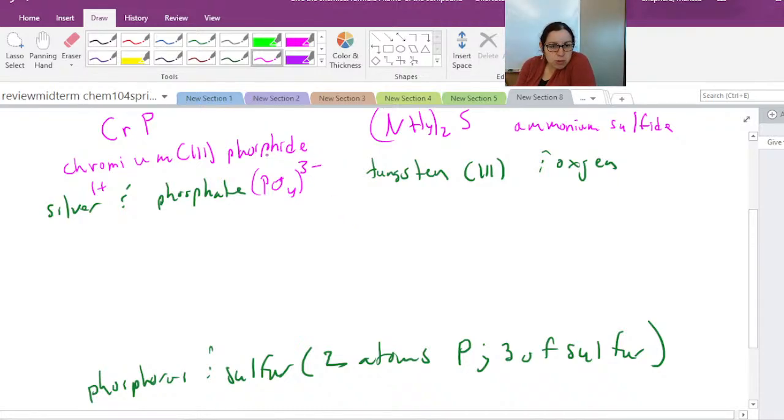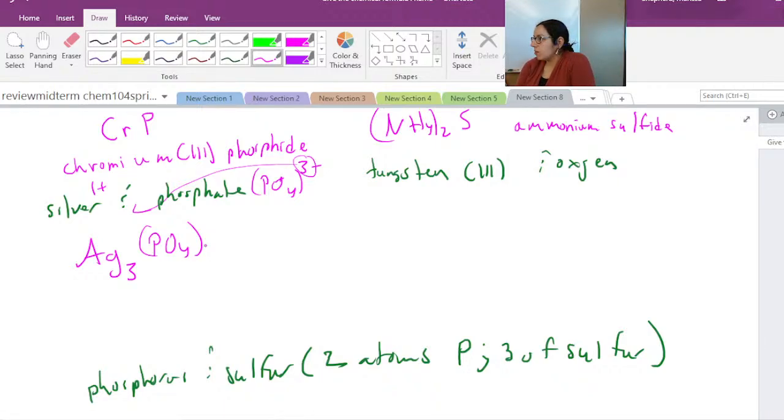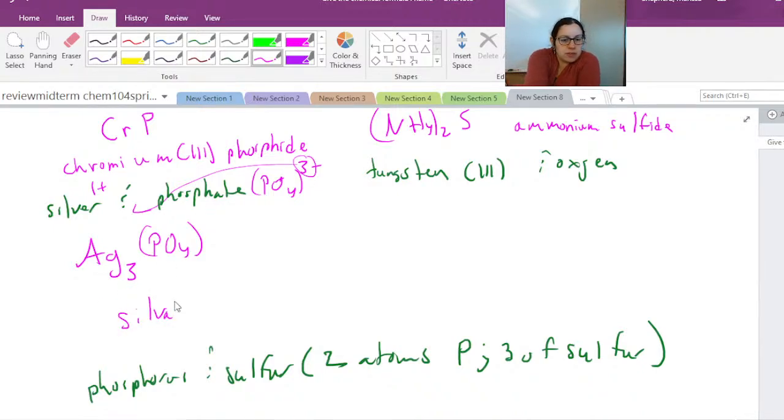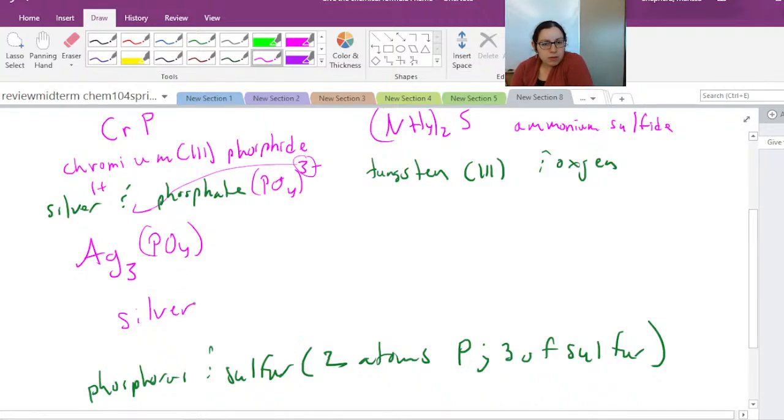And so this is a good one for the swap trick. So I'm going to bring my 3 over to silver. So Ag3PO4 then. And then how do we name it? So silver, and then, yeah, just phosphate. Oops, I misspelled silver. Silver phosphate.